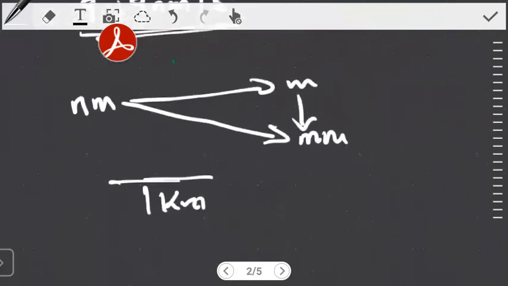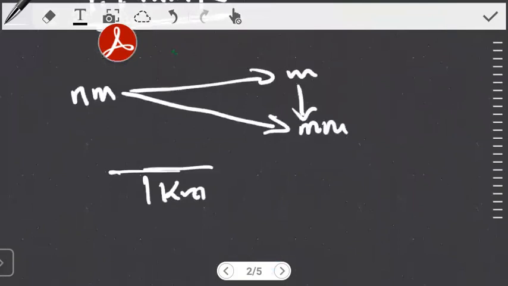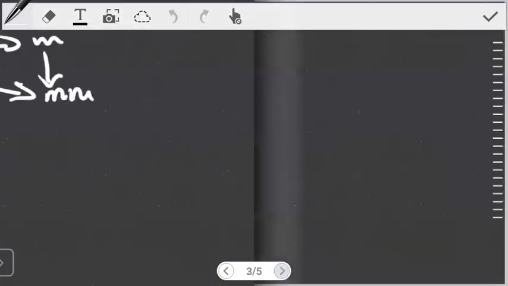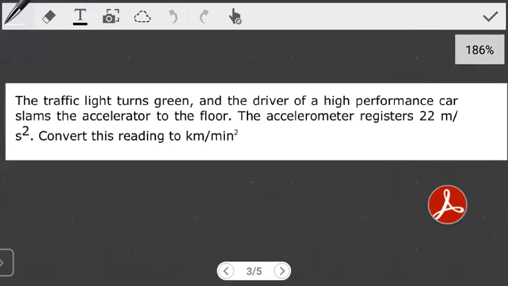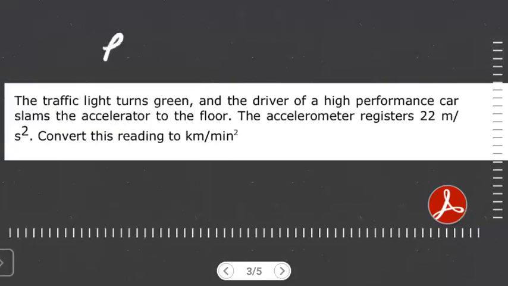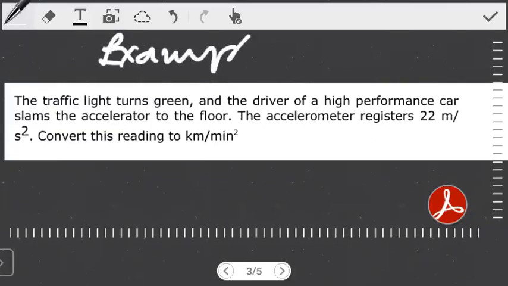Okay, so with that, let's look at another question just to help you understand how it works. Let's look at one more before we close this session. Let's look at this one. Okay, so with this question, what are they saying? You have a traffic light that turns green, and the driver of a high performance car slams the accelerator to the floor. The accelerometer registers 22 meters per second squared. Convert this reading to kilometers per minute squared.